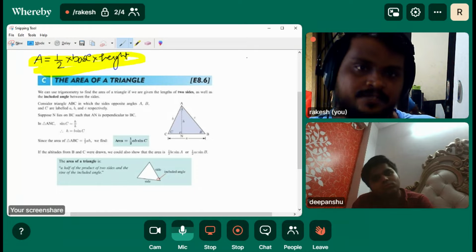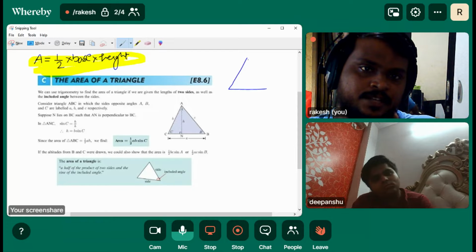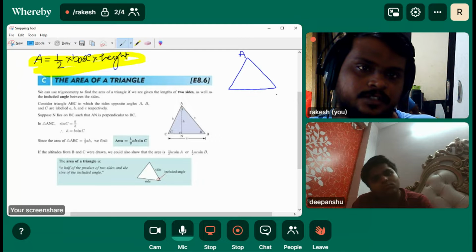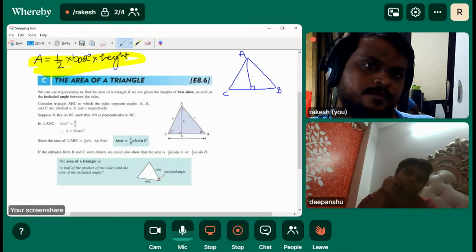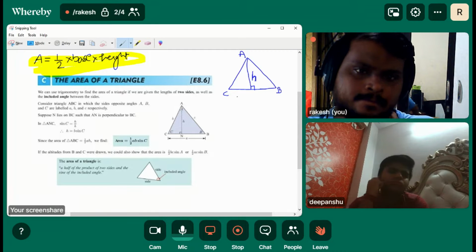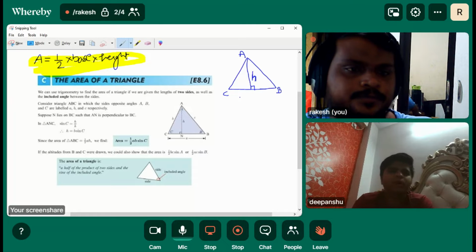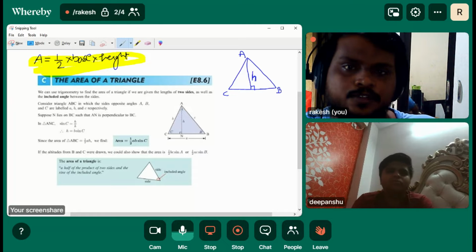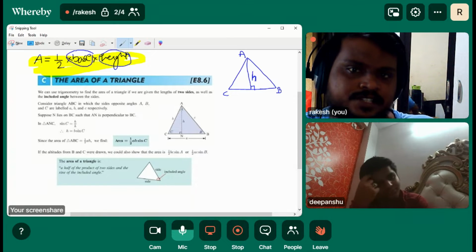So, if suppose you have triangle ABC, okay, triangle ABC, and if we draw the perpendicular line here, why we have drawn the perpendicular line? हाइट के लिए। Height के लिए, because we are interested in height, we are interested in base.